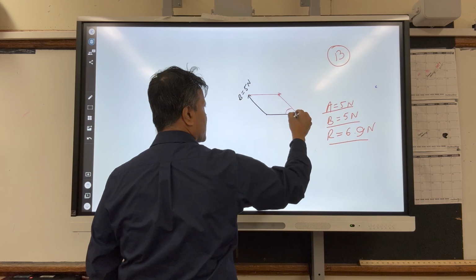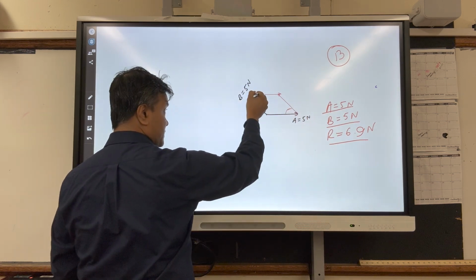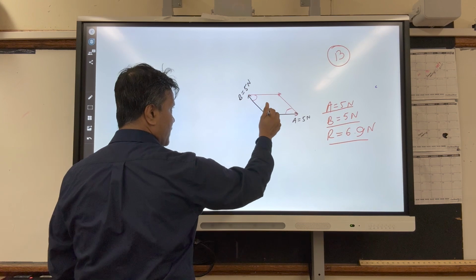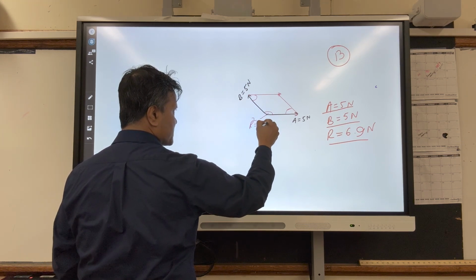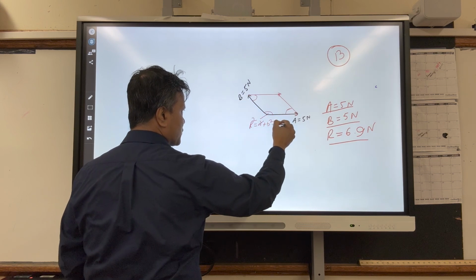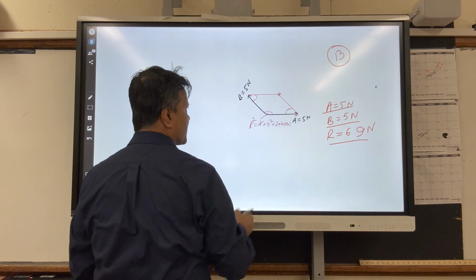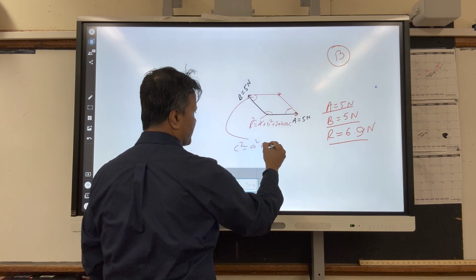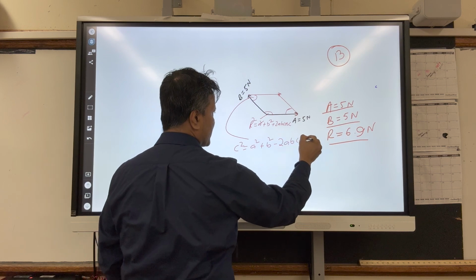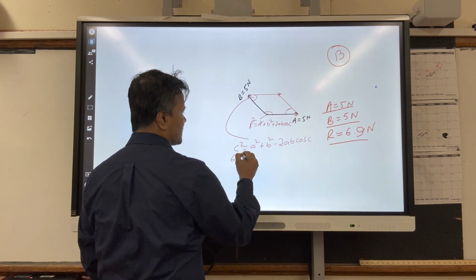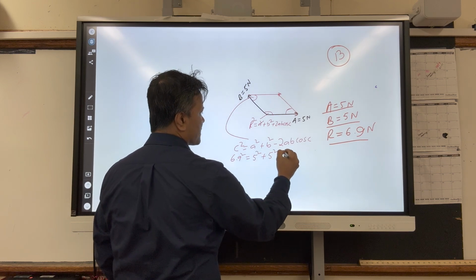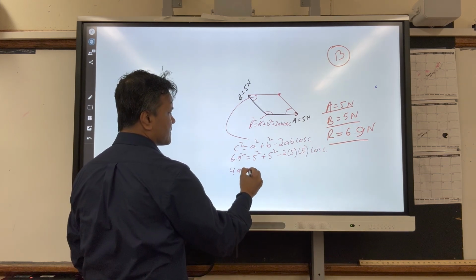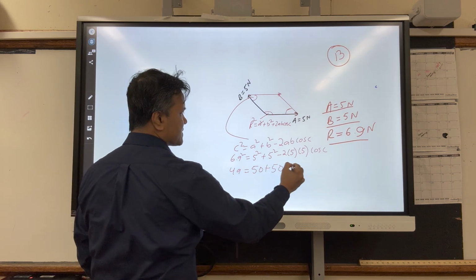This is head and this is tail, so this is the angle I want to find, not this one, definitely not this one. If you find this one, then you use r squared is equal to a squared plus b squared plus 2ab cosine c. But we are finding this one, so you have to use c squared is equal to a squared plus b squared minus 2ab cosine c. C is 6.9 squared, 5 squared plus 5 squared minus 2, 5, cosine c. This is 49, this is 50.